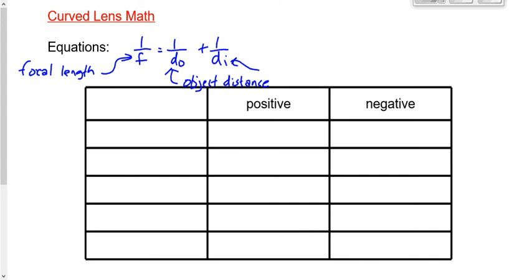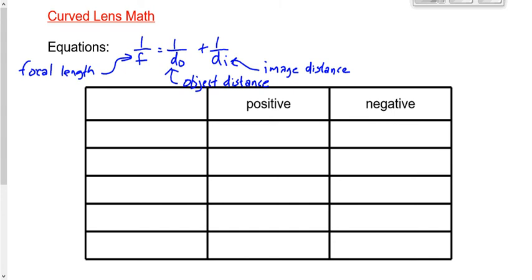Nick, what do you think DI stands for? DO is the object distance, DI would be the... anyone? It's going to be the image distance, the distance from the lens to wherever the image is formed.